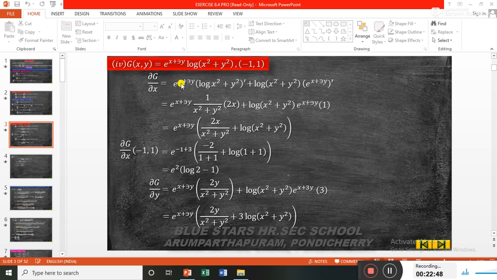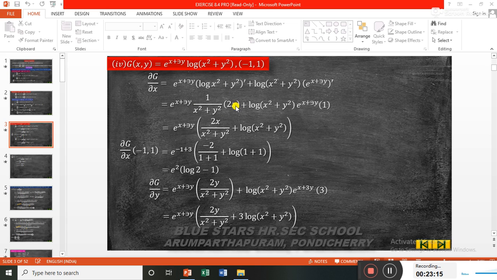First term I write as it is, e power x plus 3y, into the differentiation of the second function. So the differentiation of log of x square plus y square, whole dash, plus I write the second function as it is, log of x square plus y square, into the differentiation of e power x plus 3y, whole dash. So in the next step I write e power x plus 3y into the differentiation of log, which is 1 by x square plus y square.